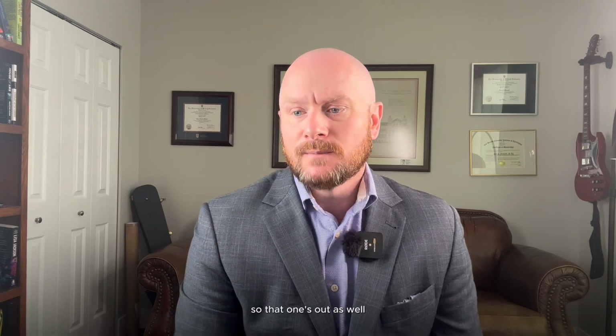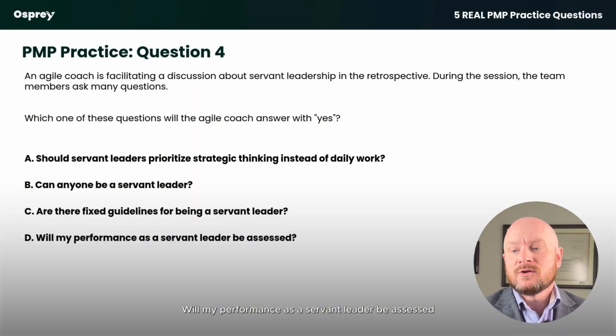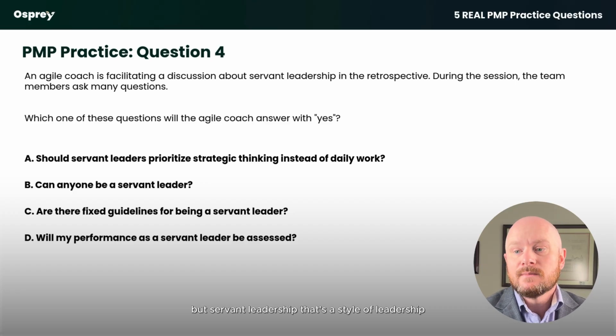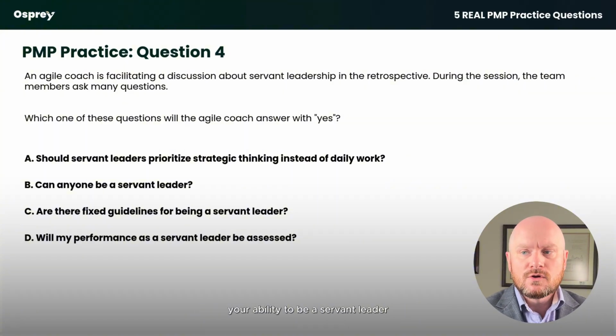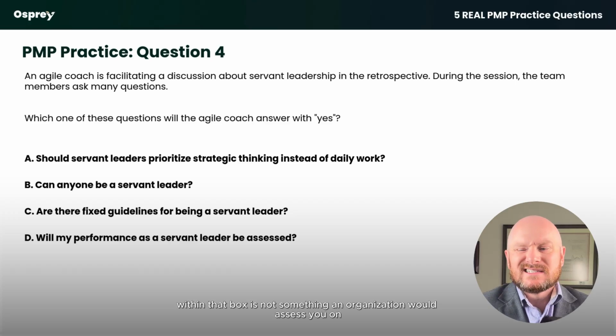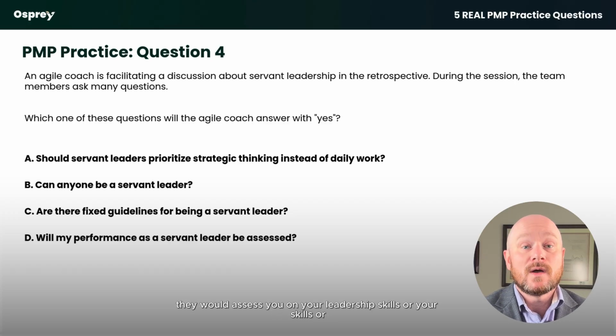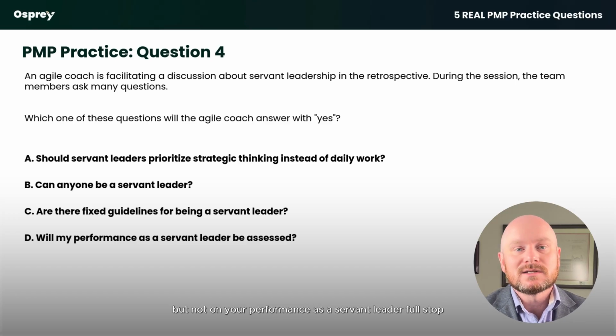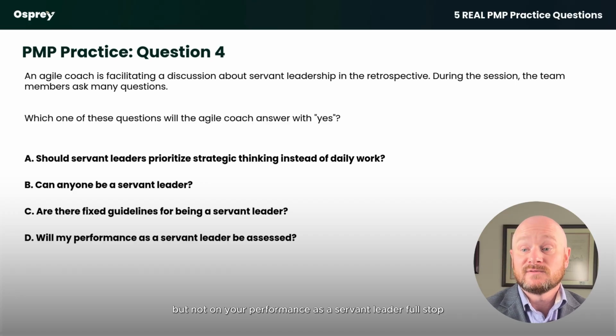It's really heavily reliant on solid emotional intelligence. So that one's out as well. Will my performance as a servant leader be assessed? Your performance as a leader may be assessed, but servant leadership, that's a style of leadership. Your ability to be a servant leader within that box is not something an organization would assess you on. They would assess you on your leadership skills or your performance as an employee, but not on your performance as a servant leader, full stop.